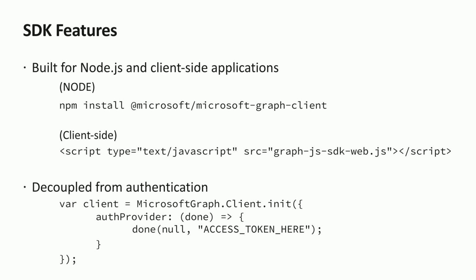The SDK is decoupled from authentication, meaning you can use any authentication approach you want against Azure Active Directory. Simply provide the SDK a valid access token when initializing the Graph client, and you're good to go. Although there isn't a dependency on these, Microsoft does offer authentication libraries such as ADAL and MSAL to easily authenticate and acquire tokens for Azure Active Directory.